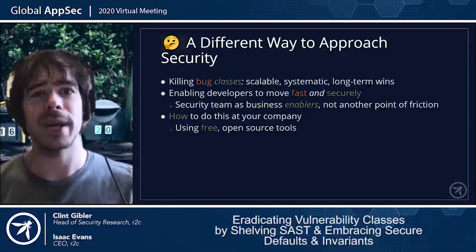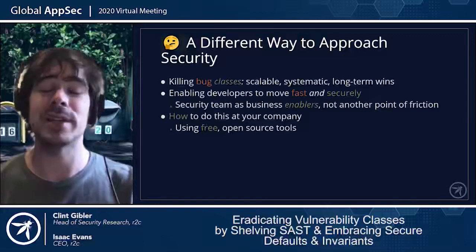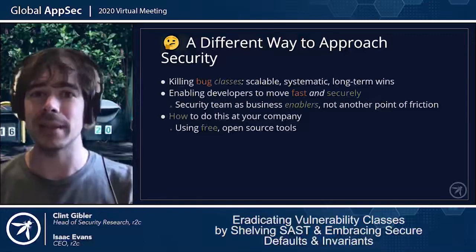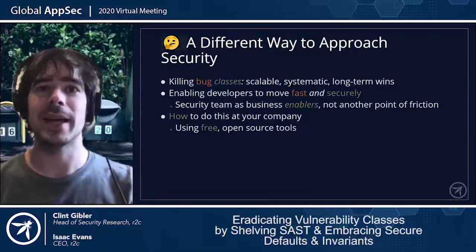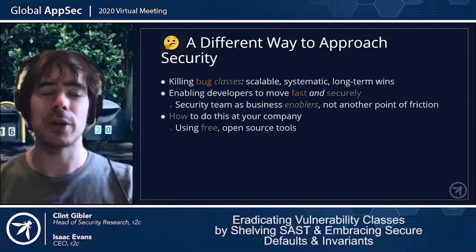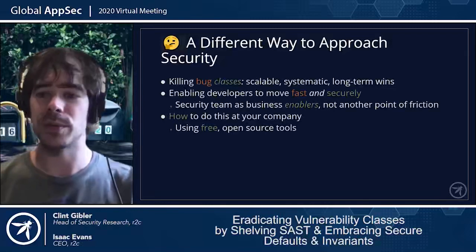We're going to talk about how to enable developers to move fast and securely, and how the security team can be business enablers, not another point of friction. And most importantly, we're going to talk about a methodology, as well as some concrete action steps on how to do this at your company using free and open source tools.